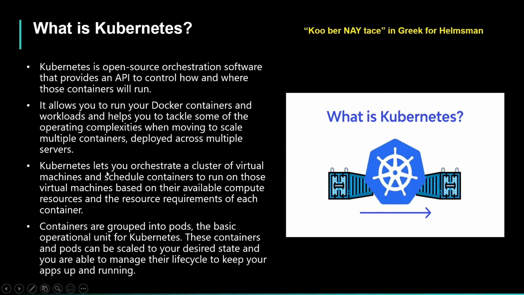Kubernetes lets you orchestrate a cluster of virtual machines and schedule containers to run on those virtual machines based on their available compute resources and the resource requirements for each container. Containers are grouped into pods, the basic operational unit for Kubernetes, and these containers and pods can be scaled to your desired state, and you're able to manage their life cycle to keep your apps up and running.